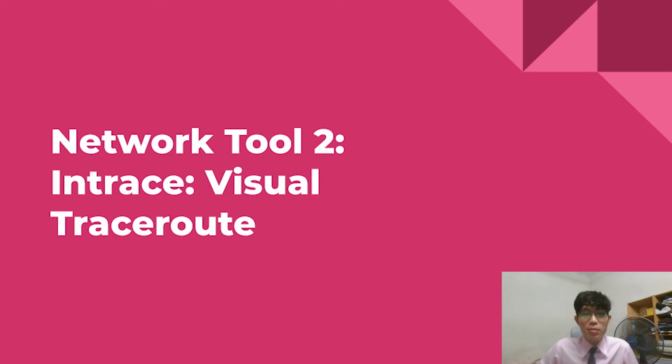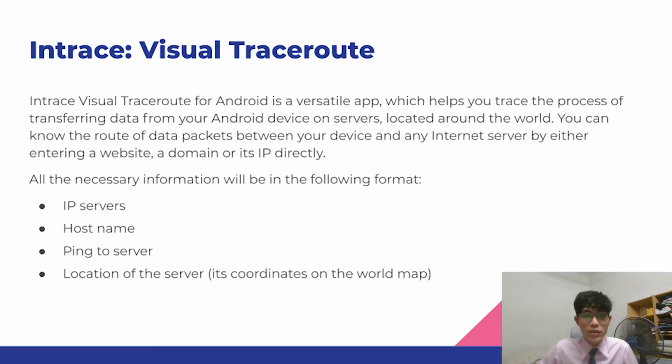Okay, so my part is on the application called Intrace Visual Traceroute. Its function or purpose is to trace the process of transferring data from your Android device to servers located around the world. By simply inputting a website, a domain, or its IP address, you may determine the path of data packets between your device and any internet servers. All the necessary information will be in the following format: IP servers, host name, ping to server, and lastly, location of the server, specifically its coordinates on the world map.